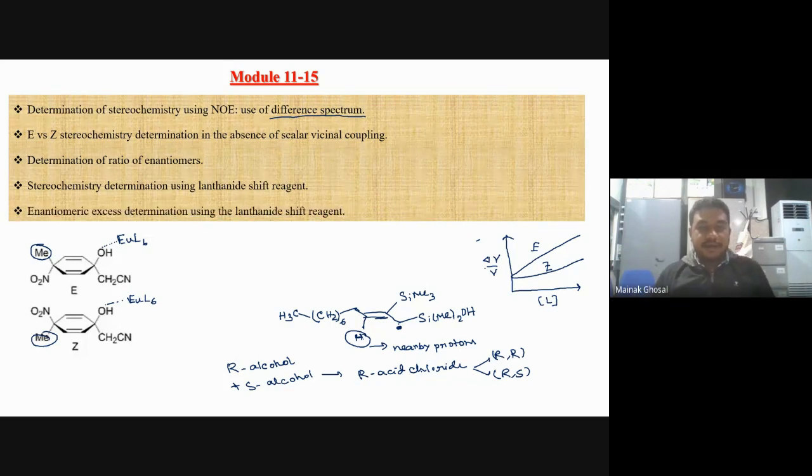And from that you can easily determine the enantiomeric excess using a lanthanide shift reagent, and I have also mentioned Mosher's acid chloride. From there you can easily calculate the concentration of the R isomer and the S isomer, and from there you can calculate the enantiomeric excess.